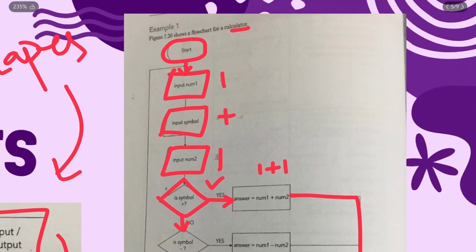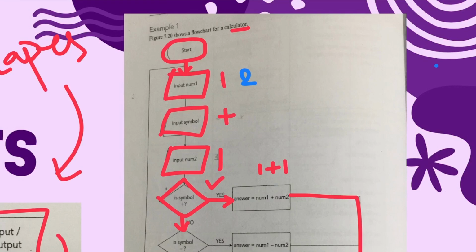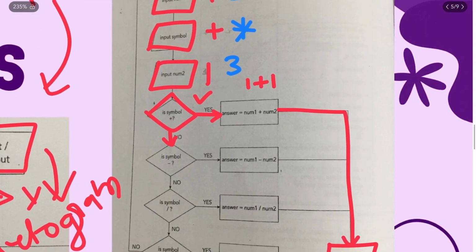Now let's say we take a different approach. Let's say our number was 2 times 3, okay? These were our inputs. Input num1 was 2, input symbol was a multiplication sign, and input num2 was 3. And then it asks you, is symbol plus? No, it is not, so it goes down.